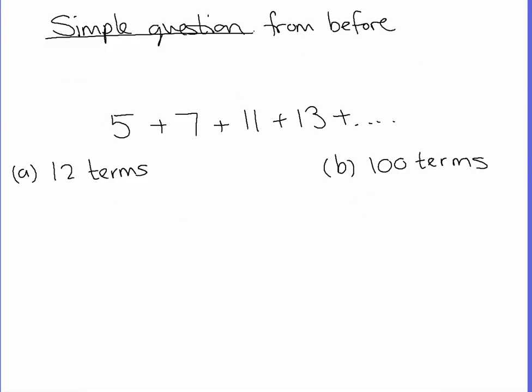So let's just go back to that simple question at the start, and then in another video we're going to look at some more complex ones that you'll find at the back of an IGCSE paper. So if you want to find the sum of the first 12 terms, let's write out the formula, and always write out your formula every time.